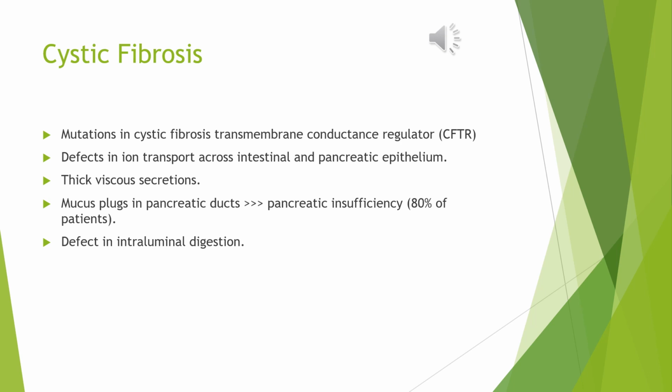Cystic fibrosis is one of the diseases that cause malabsorptive diarrhea. Cystic fibrosis, it is a multi-organ system disease with a genetic basis. So the disease affects the lungs, affects the pancreas, and affects the intestines. And the main genetic defect is in the CFTR, which is called the cystic fibrosis transmembrane conductance regulator.